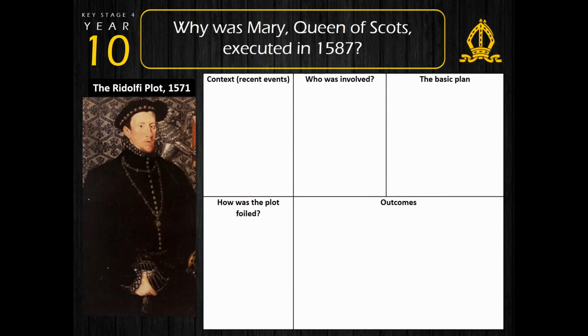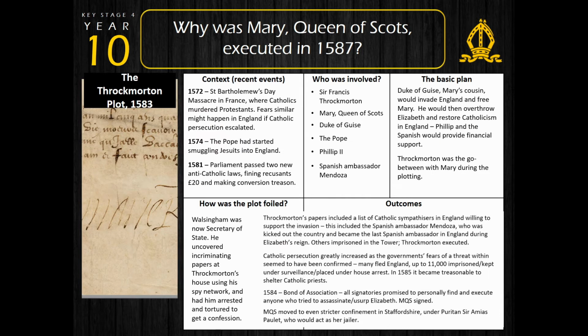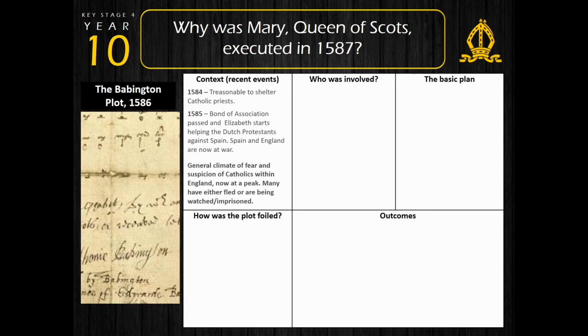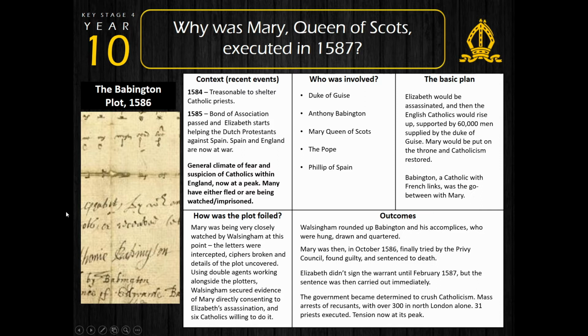So, the first thing you need to do is go through those plots from yesterday and make sure you have finished off that table. I'm not going to go through this now, but I've included on this PowerPoint the kind of things you need to be including so you can check your work against this to make sure you've not missed anything. But the most important one for today is the Babington plot, the third and the final major plot that Elizabeth has to face, because it is this plot that ultimately results in the evidence being collected that is necessary to find Mary guilty and get rid of her once and for all.